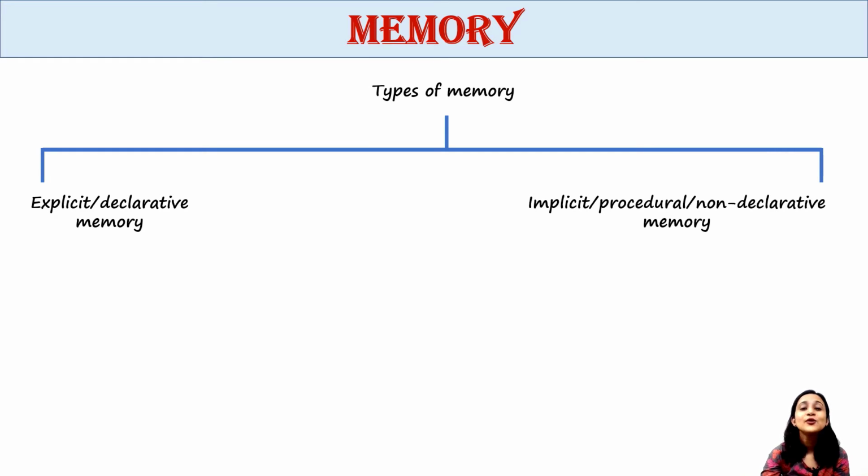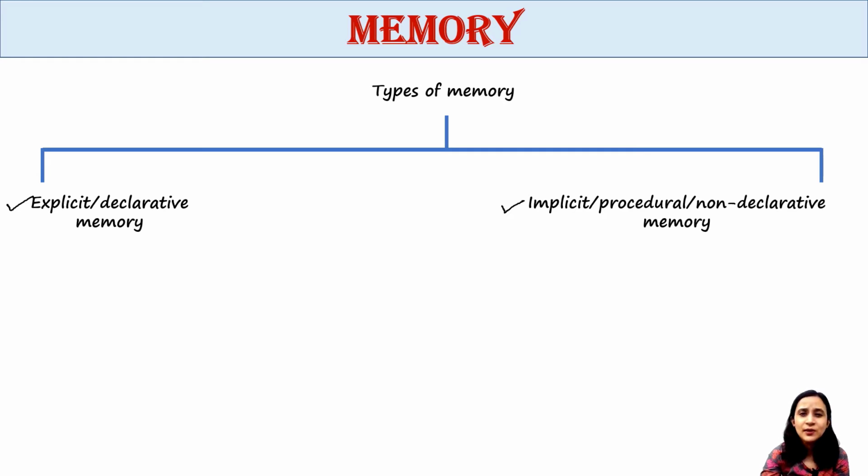So there are two main types of memory. First is explicit or declarative memory, and second is implicit or procedural or non-declarative memory. So first let's talk about explicit or declarative memory.